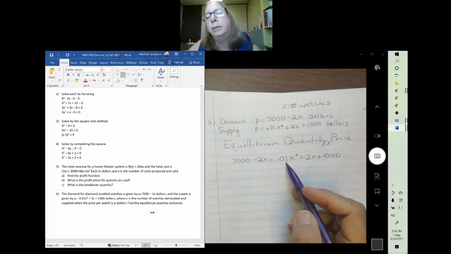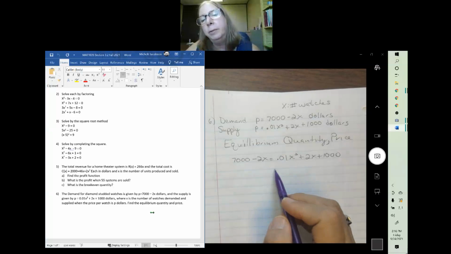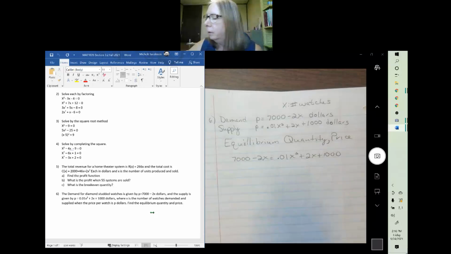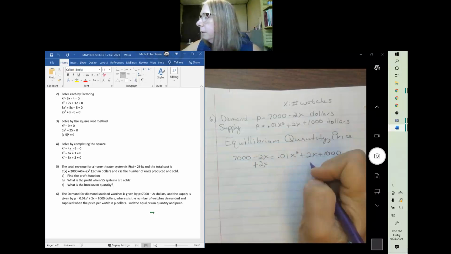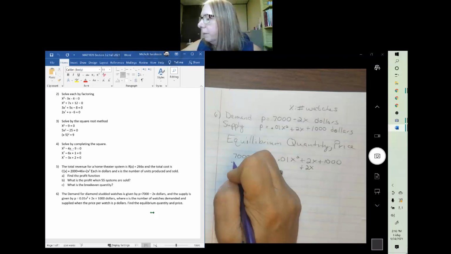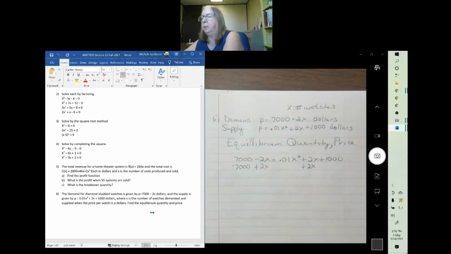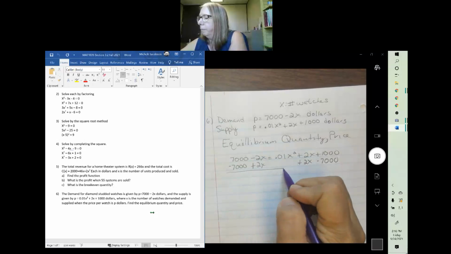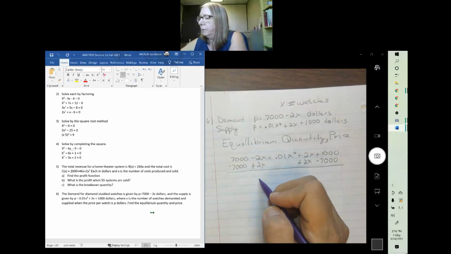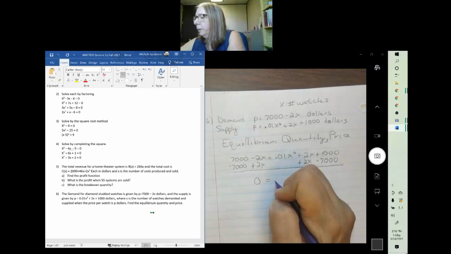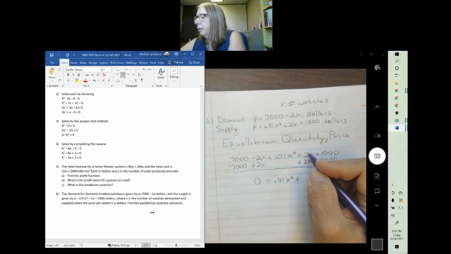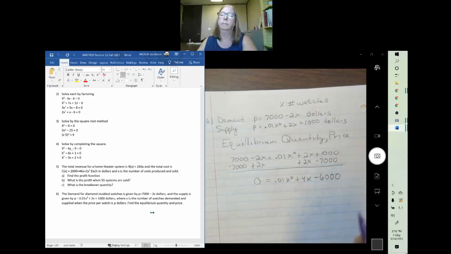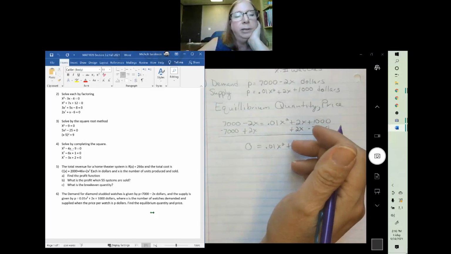I like to keep my squared term positive, so I would bring the 2x and the 7,000 to the other side rather than moving these three. So I would add the 2x and subtract the 7,000. And as long as you keep them lined up, you can move them both at the same time. But these both cancel and leave 0 equal to 0.01x squared plus 4x minus 6,000. Any questions on that?